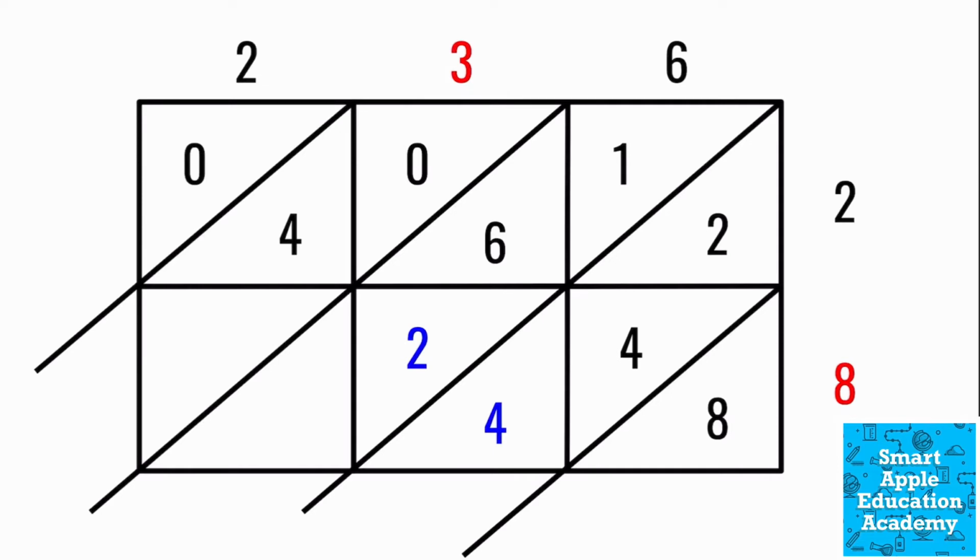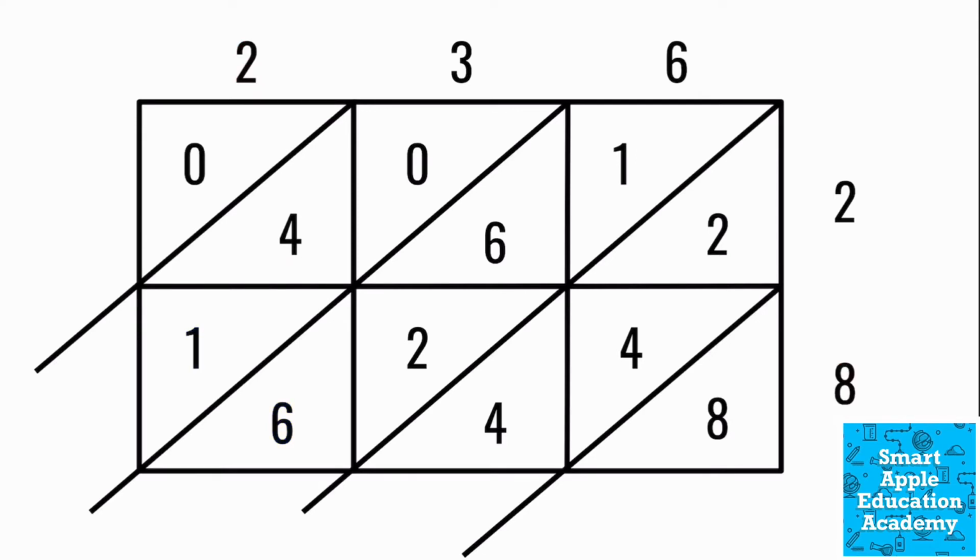Now that this box is filled out, let's move on to the last box, which is on the bottom left-hand corner with the sides of 2 and 8. What is 2 times 8? 2 times 8 is 16, so we're going to put 16 in that box. We're going to put a 1 in the first triangle and a 6 in the second triangle. Now all of the boxes are filled in.